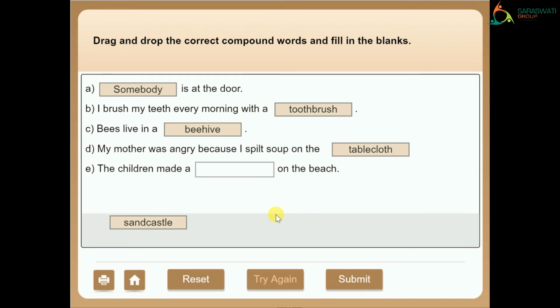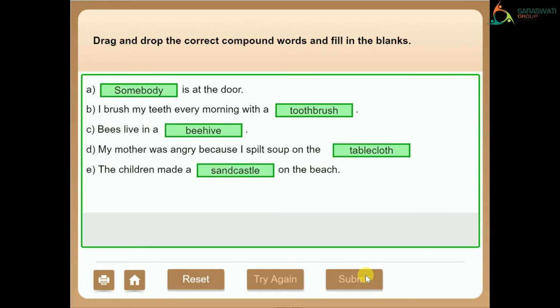The children made a dash on the beach. Now when we visit the beach, there is sand all over, so we enjoy playing making a sandcastle. Now according to my understanding, I have put all the words into their places. Now let me submit and get the result whether I am guessing all the words right or not.